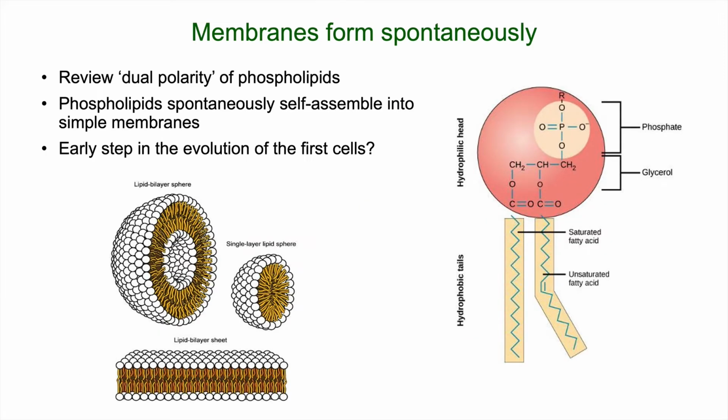The key to membranes is understanding the dual polarity of phospholipids. And I know we've talked about this before, but it's not a bad idea to hit it again. Phospholipids have two long-chain fatty acids, which are hydrophobic, that don't interact with water, and they have the hydrophilic head. Anytime you see lots of oxygens, all those oxygens can hydrogen bond with water. And so this part of the molecule is hydrophilic and can hydrogen bond with water, and this part can't.